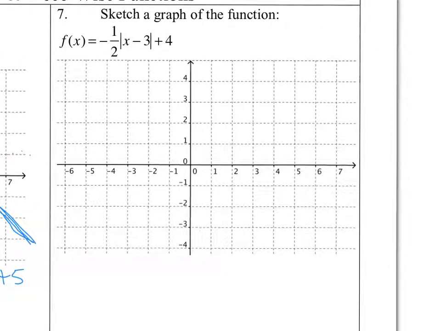Number 7, let's graph this in 2 separate ways. Did he say 2 ways? He did say 2 ways. Woo! First up, I'm going to think about this like the mother function that it is.